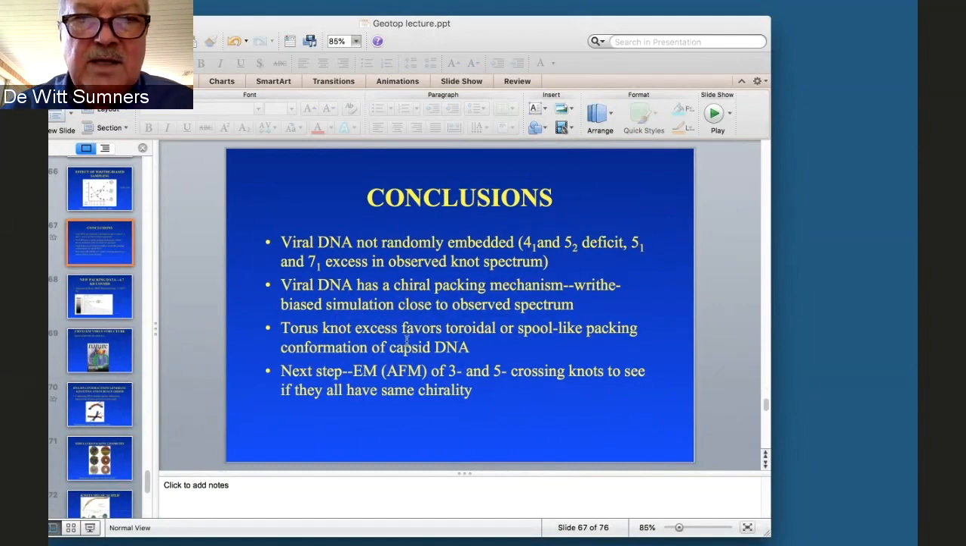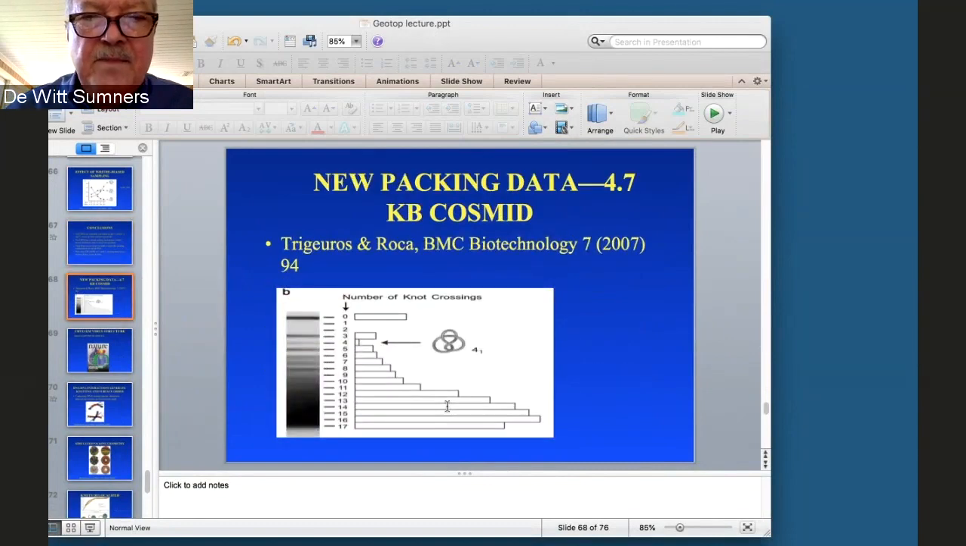So the torus knot excess favors toroidal or spool-like packing, and we've tried to do electron microscopy, but no one's ever been able to do it. So I think Javier Aswaga and his group now have some money. They're going to try this again, where they're going to really carefully do the electron micrographs. It's possible to do simulations on shorter DNAs.